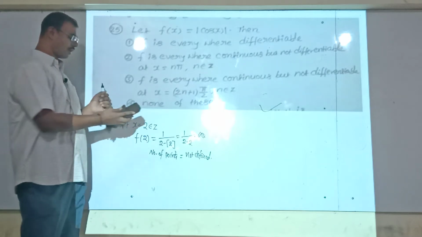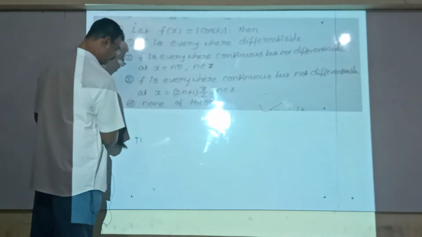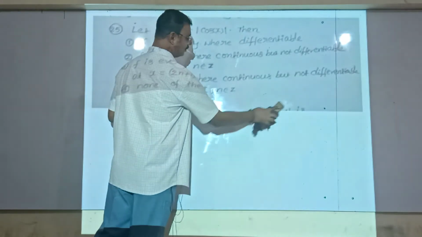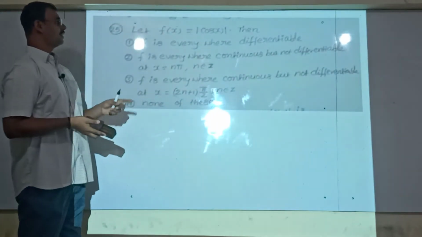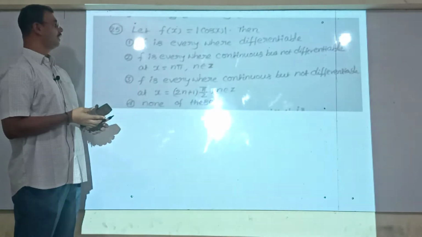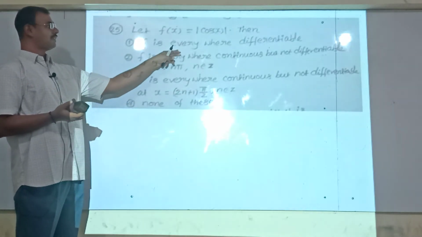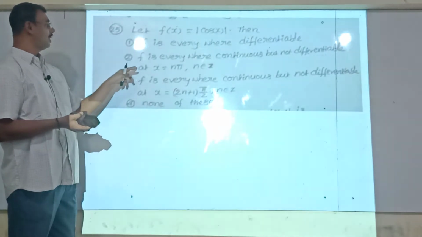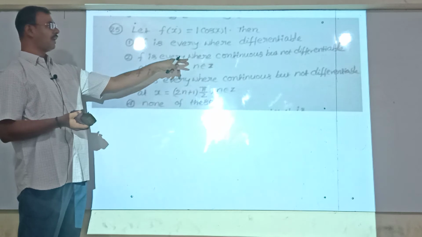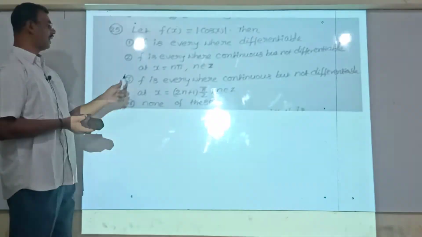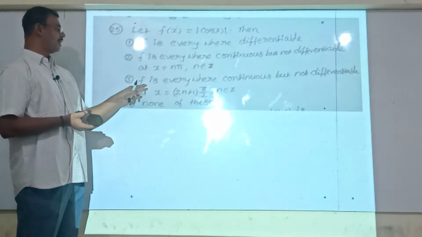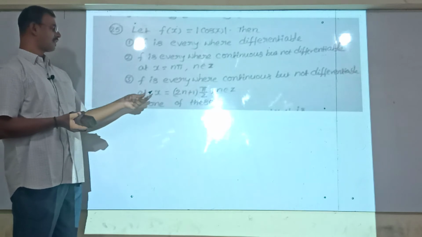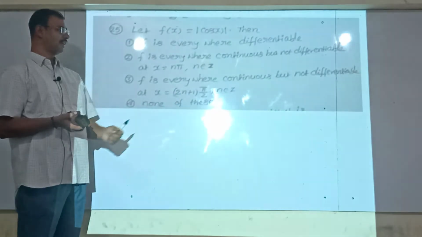Next question. 25th question. See the problem. Let f of x is equal to mod of cos x. Then first option, f is everywhere differentiable, but we are not seeing the differentiable concept. Next we see the second one, f is everywhere continuous but not differentiable at x is equal to n pi. Another option, f is everywhere continuous but not differentiable at x is equal to 2n plus 1 of pi by 2. None.